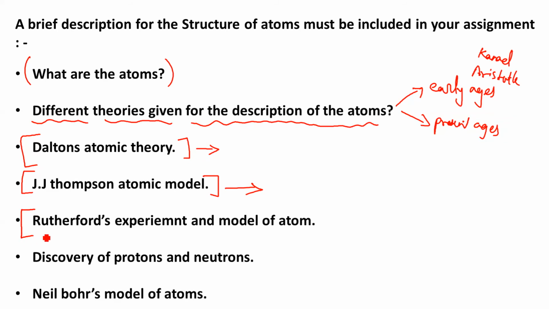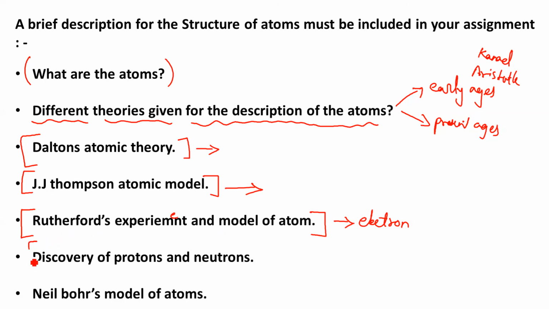Then after that, you have to mention Rutherford's experiment and model of atom there. What is Rutherford's experiment? What he has included in his experiment, and how he has done that experiment, and after that, how he has proposed a model of atom there, and how he has discovered the electron. What was the observation of Rutherford's experiment?